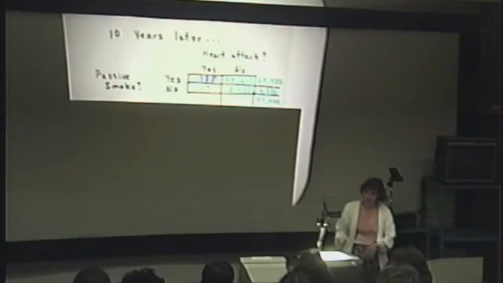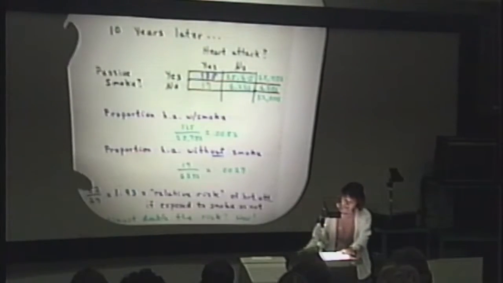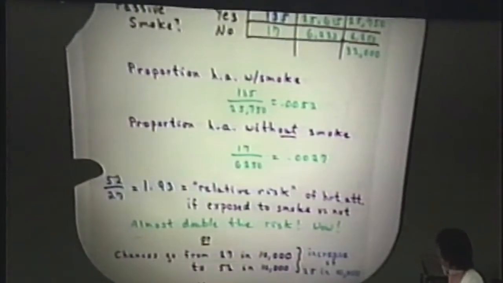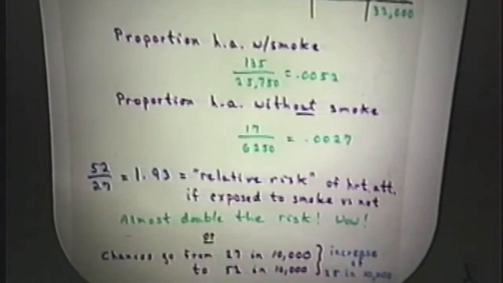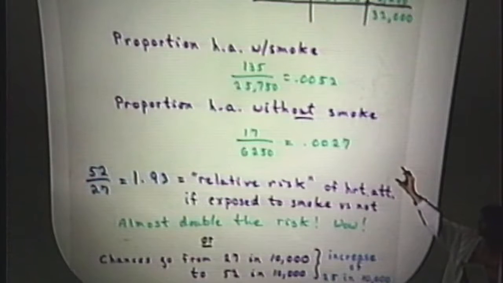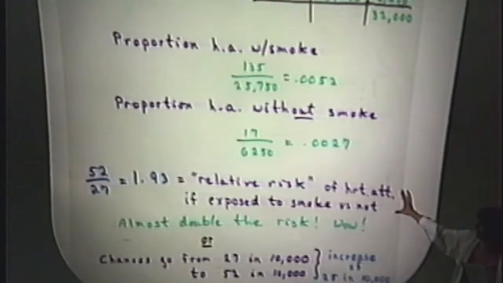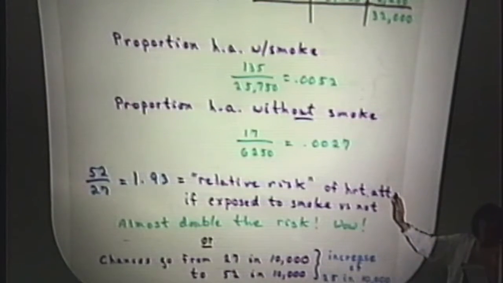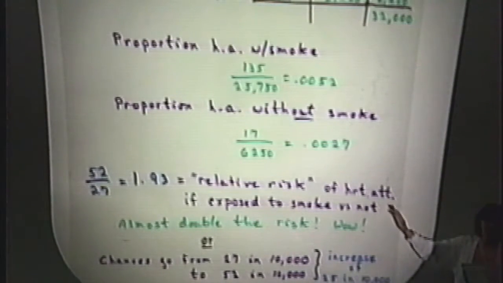Okay, now let me just show you some statistics based on this. I'll just go down here. The proportion of heart attacks of those living with passive smokers, the proportion who had heart attacks was 0.0052. The proportion who had heart attacks who were not living with passive smokers was 0.0027. And if you look at the so-called relative risk, just compare those two numbers, it's going to be 1.93. So there's almost double the risk based on this study of having a heart attack if you live with a passive smoker, if you live with a smoker but don't smoke yourself, than if you don't live with a smoker and don't smoke yourself.